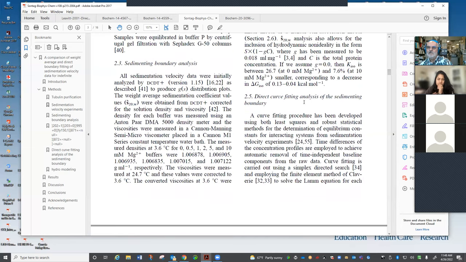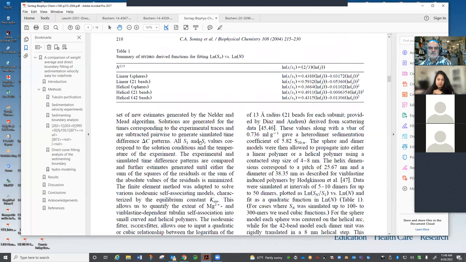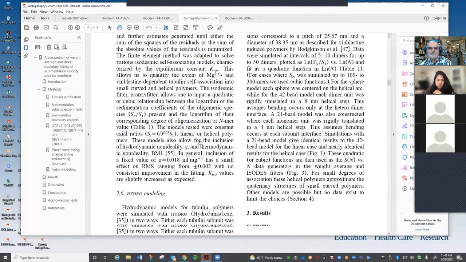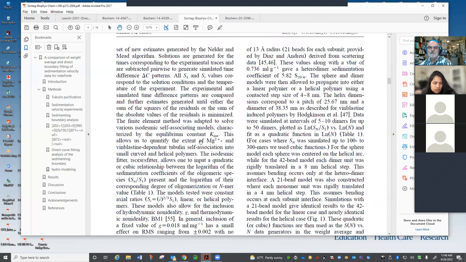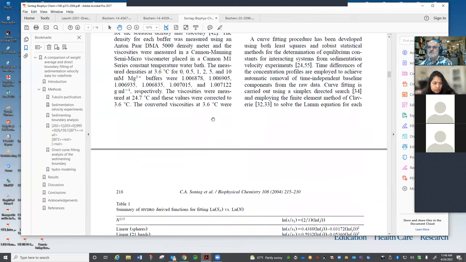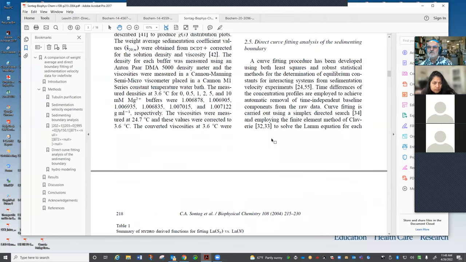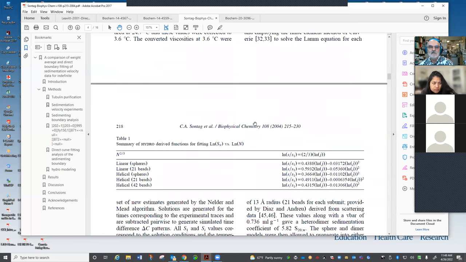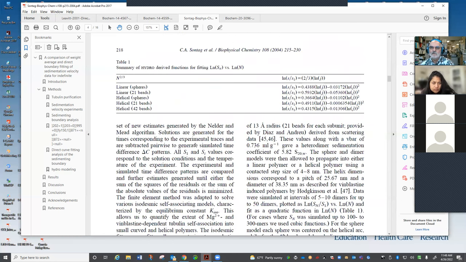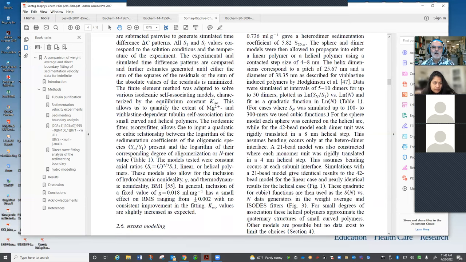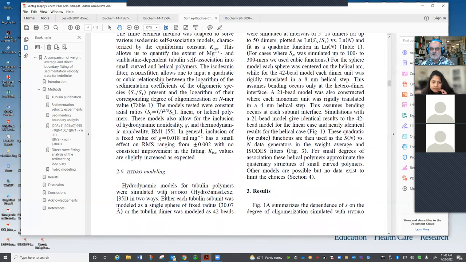That the direct analysis of the sedimentation pattern. Where does it say it? There's the hydro modeling. The name of the software was different, and I don't see the name of the software here. The software today, we call it Sedinal. At the time, I think we called it IsoFitter. I'm not seeing it here. Huh. There must be another paper where the IsoFitter was introduced.